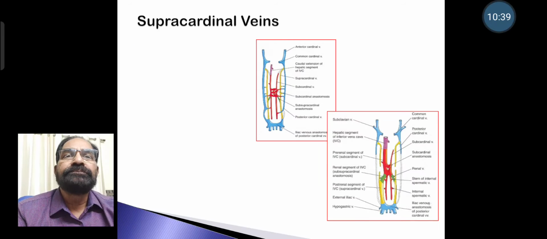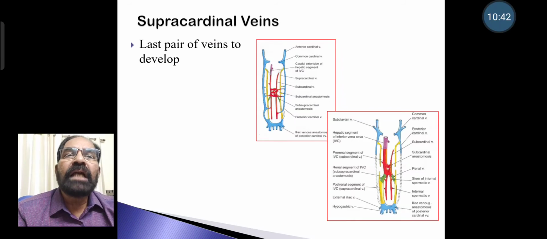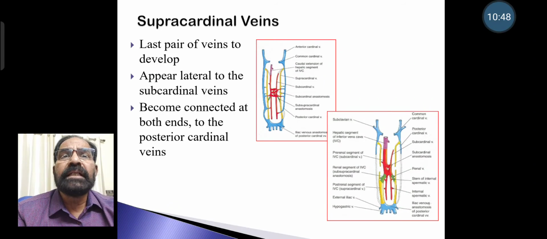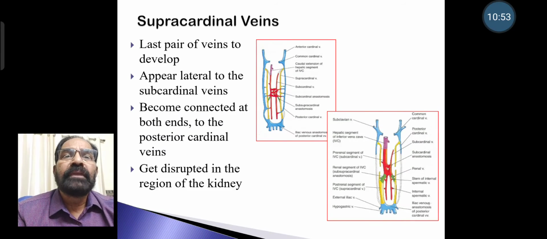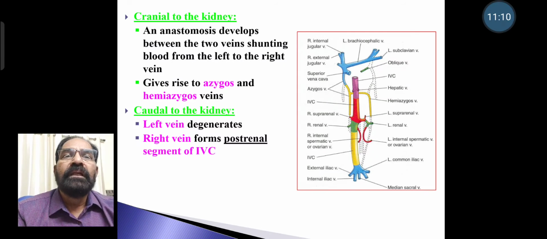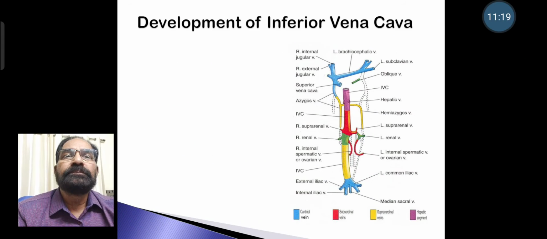of inferior vena cava. Supracardinal veins, last pair of veins to develop, appear lateral to subcardinal veins, become connected at both ends to the posterior cardinal veins, get disrupted in the region of kidney. Cranial to kidney, an anastomosis develops between the two veins shunting blood from left to right and give rise to azygous and hemiazygous. Caudal to kidney, left vein degenerates, right vein forms the post-renal segment of inferior vena cava.